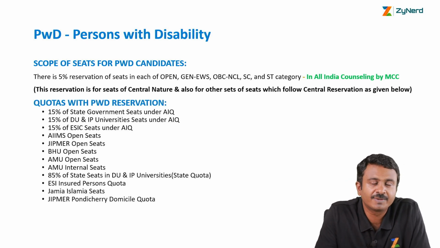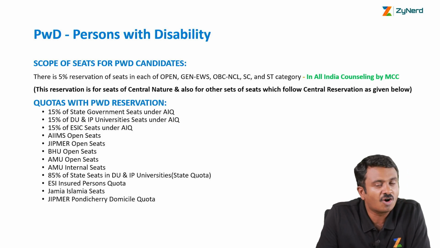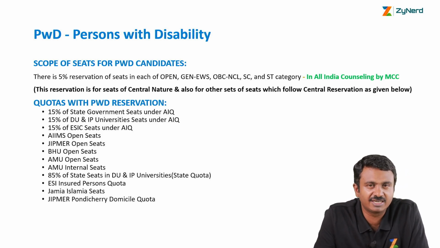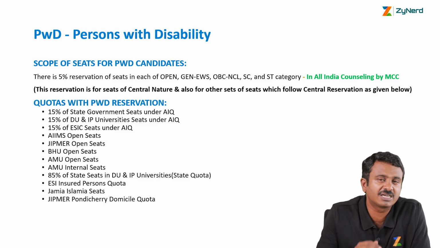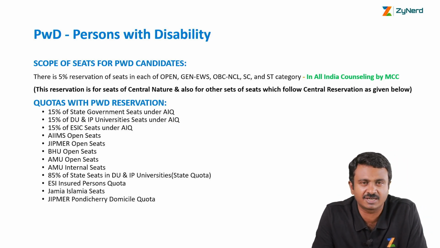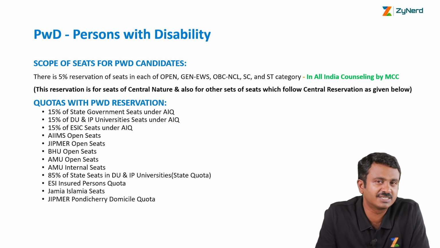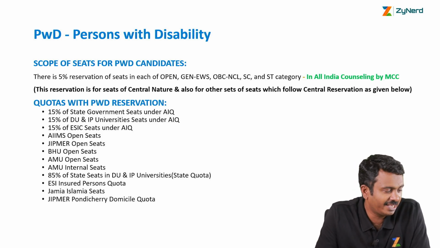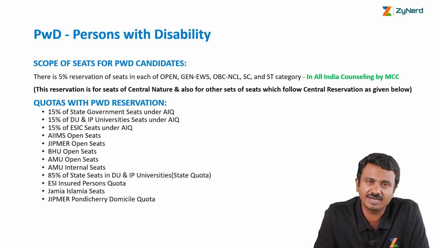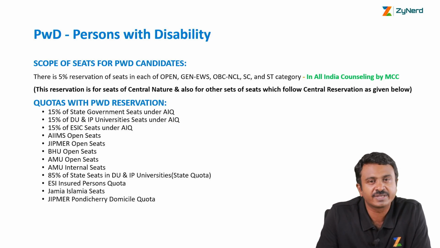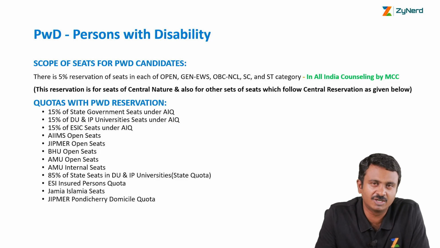We'll look at the PwD reservation. We'll look at the quotas which have all AIQ seats with 15% of state government seats, 15% of ESI seats, 15% of DU or IP seats, which are all India quota seats which every domicile candidate across India is eligible for, and will have a 5% PwD horizontal reservation. Then you have all the open seats like AIIMS open seats, JIPMER open seats, AMU open seats, all of which are available for all domicile candidates across India who are NEET UG qualified. That also has a 5% PwD horizontal reservation.